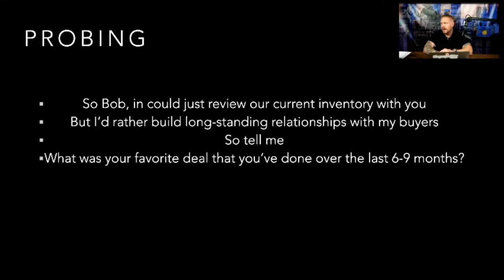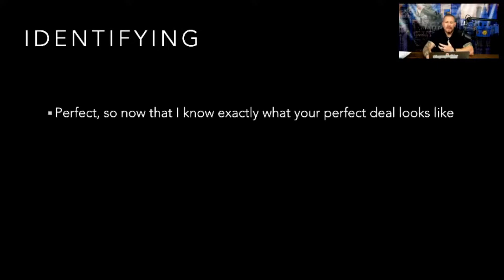And Bob's going to go, oh man, I did this 3-bedroom, 2-bath rancher. I was in and out. It had some wallpaper. I knocked out a kitchen and I made $100,000. All right, perfect. What town was it in, Bob? Tell me a little bit more about that. Then you might say something like, well, Bob, if I found you that perfect deal, another one of those, right, that Cherry Hill rancher, would you be able to move forward on that deal today, right? So we're identifying. Perfect. So now that I know exactly what your perfect deal looks like, Bob, let me tell you about a few that I have.